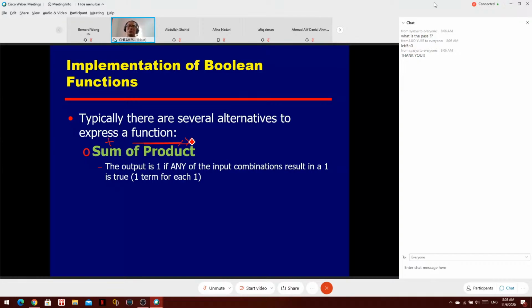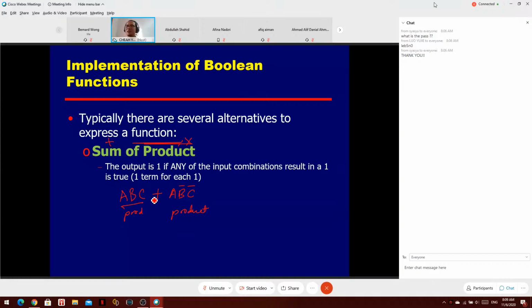So sum of products will eventually look something like this. Let's say we're talking about 3 variables, A, B, and C. So it will look something like this: A, B, C. So ABC is a product. And then another one here, let's say A, not B, not C. This is another product. But now we want to sum it together. So it's A and B and C, or A, not B, not C. This is what we call sum of products. We are summing the products.